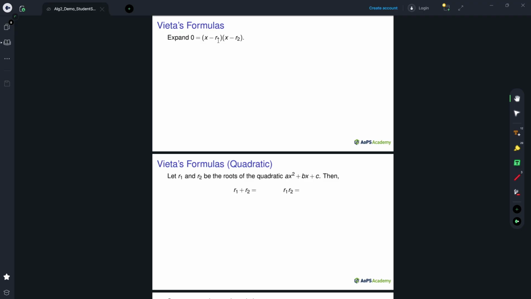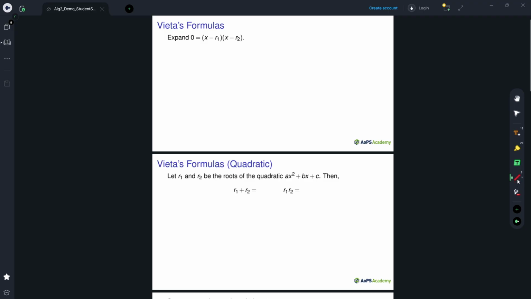Yeah, that's correct. So these are roots of a quadratic equation, right? So if we were to graph this, r1 would be one of the roots and r2 would be the second one. So let me draw a little picture of that.